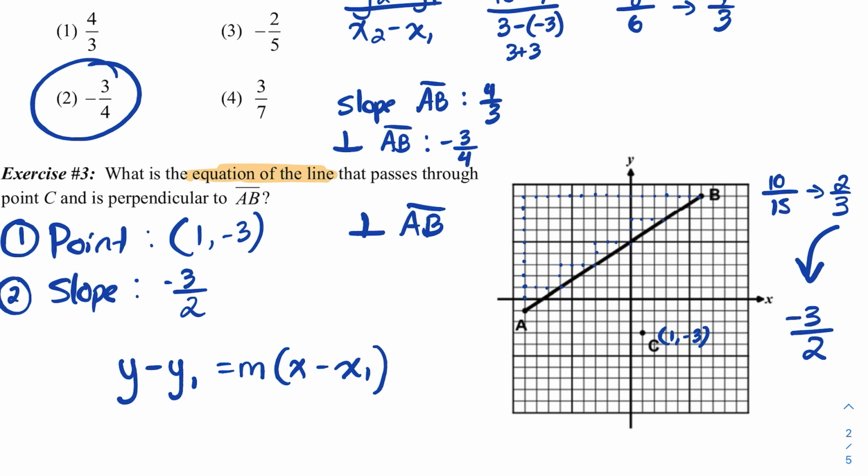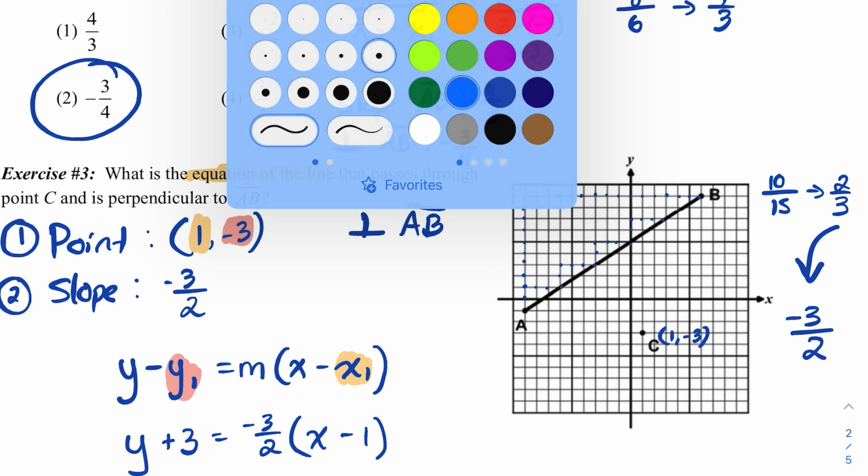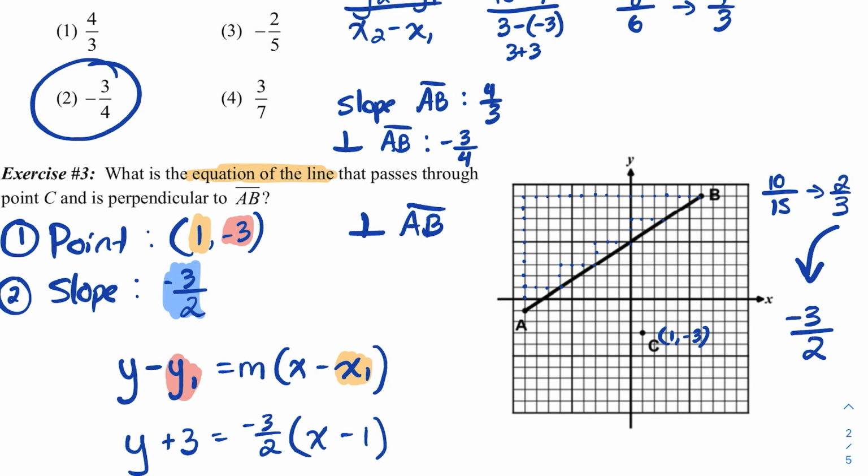And let's make the substitutions. So y minus a -3, that's going to be y plus 3, equals -3/2 (x minus 1). So I substituted in 1 for x1, -3 for y1, and -3/2 for m. So that's where we got this from. And that's your answer. Again, don't do anything with it. Leave it as is.